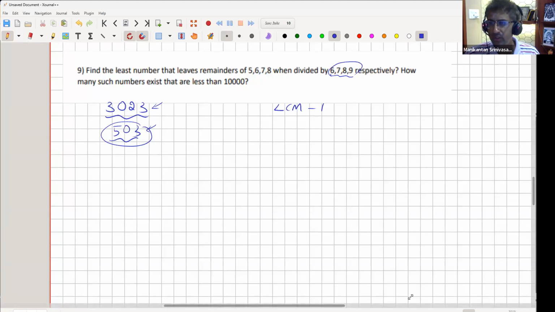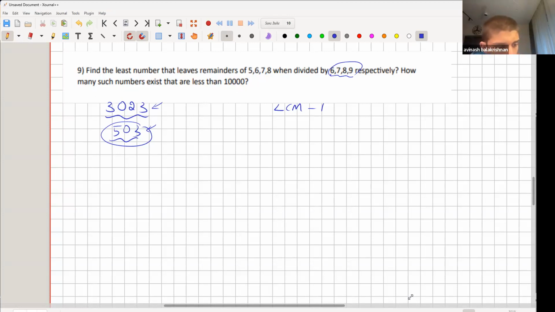Just so that others are plugged in. Kunsh, did you follow or did you do this? Yes, I did this. I got 503, 503 as well. Okay. So Avinash, you're okay on this one? I didn't do this. But do you understand now from the discussion how it's LCM minus 1? Can you just explain it again?